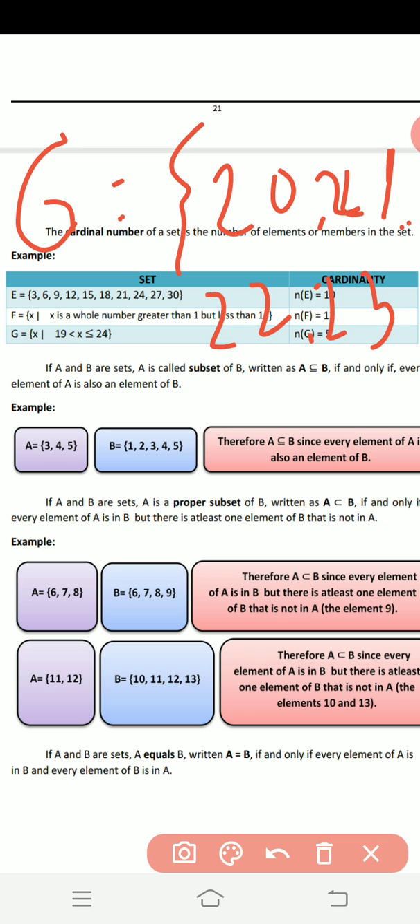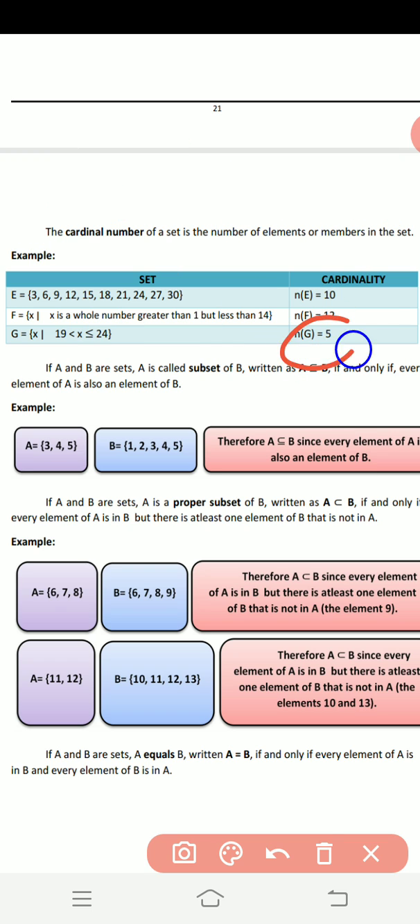Okay, yes, because the inequality symbol states that it is less than or equal, therefore we must include 24. So counting all the elements of set G based on the set builder notation, we have 20, 21, 22, 23, 24. If we count that, we have here the cardinality of 5. Okay, ganun na siya kadali.